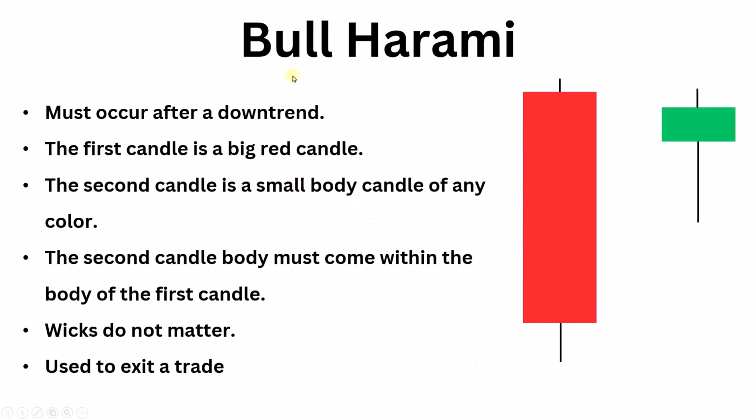Next we have bull Harami. The features of bull Harami are exactly opposite of a bear Harami. Okay, I won't explain this in detail because I have already explained bear Harami. We want this pattern after a downtrend.